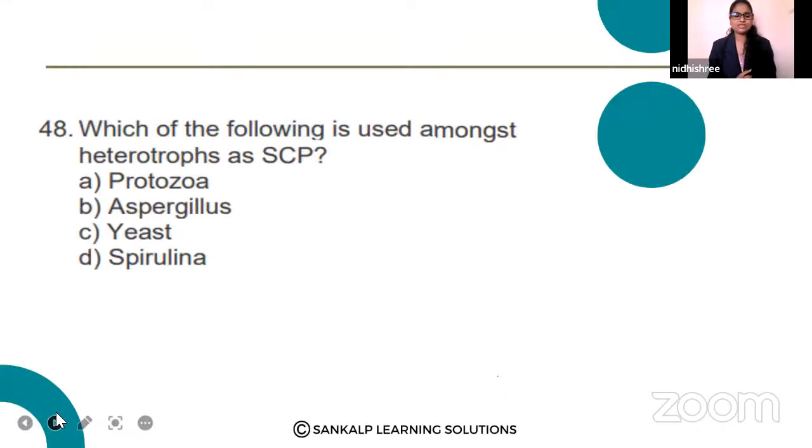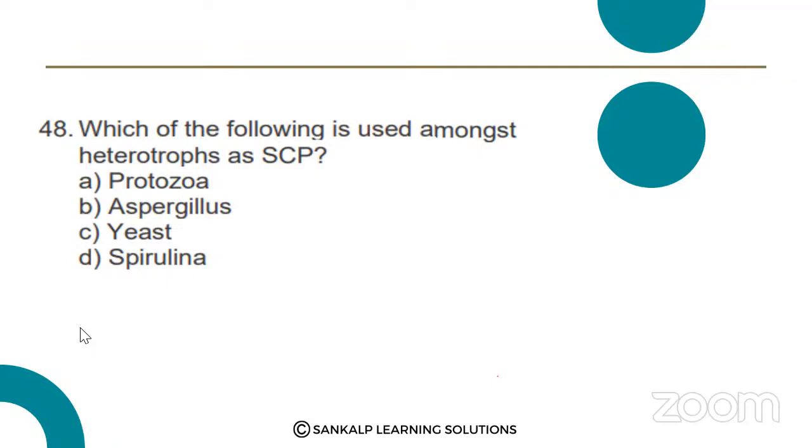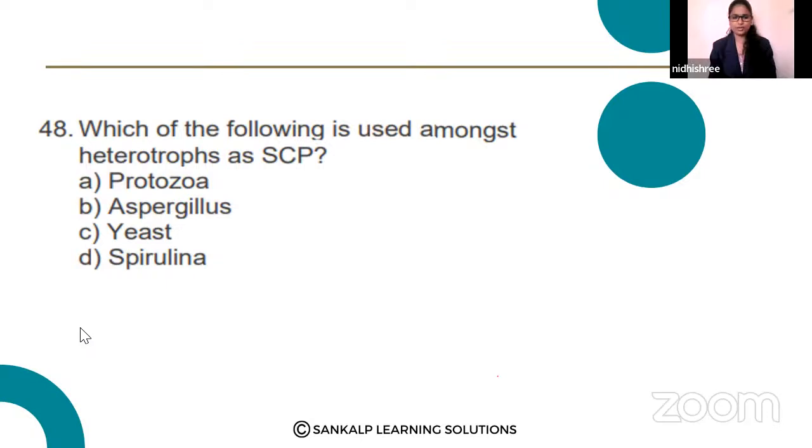Which of the following is used amongst heterotrophs as SCP? Option A, protozoa. Option B, aspergillus. Option C, yeast. Option D, spirulina. I got only one answer. Tamrintaj, yeast. Option B. Okay. Harshita, option D. Padmayan, option D. Harshita, option C.